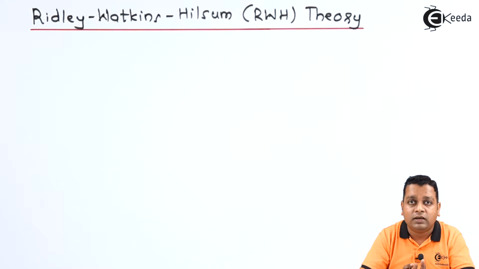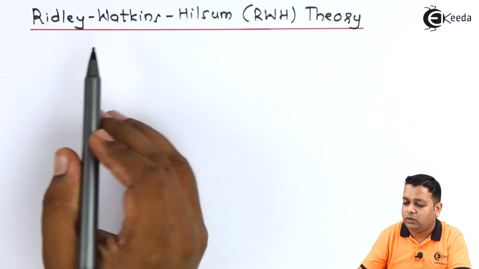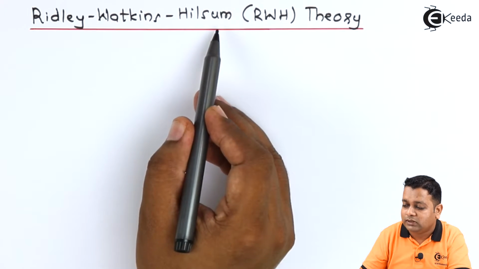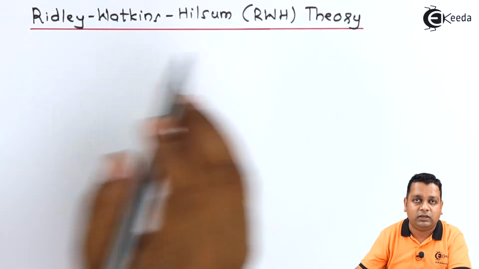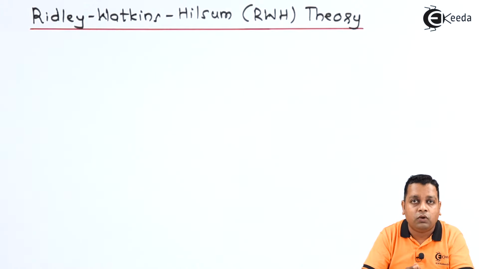So as there it is a transfer of electron from one level to another level, that can be better explained with the help of the model that has been given by Ridley Watkins Hilsum, RWH theory. So up till now we have gone through the understanding that the Gunn device, the Gunn diode, is a bulk device. There it is no junction and it is made up of a semiconductor compound, either gallium arsenide, indium phosphide or cadmium telluride.